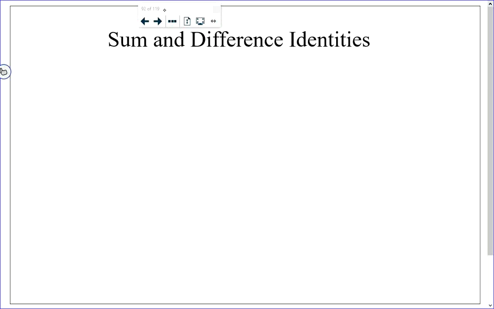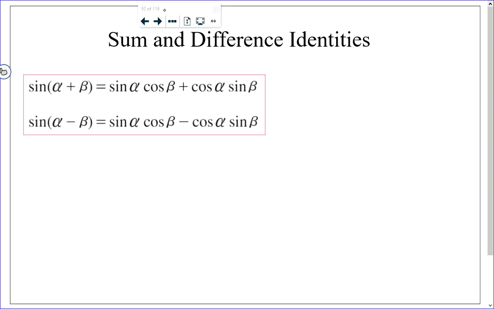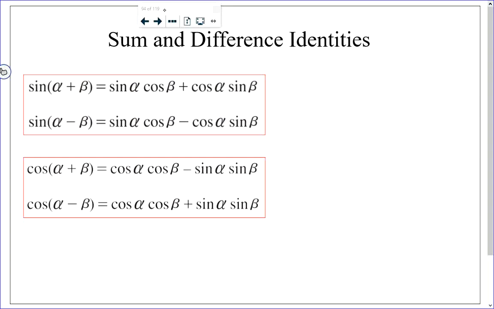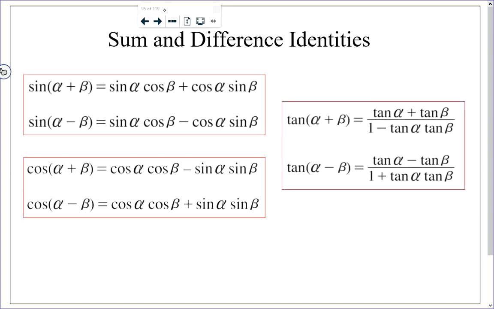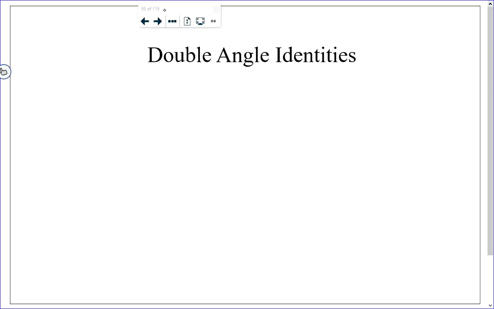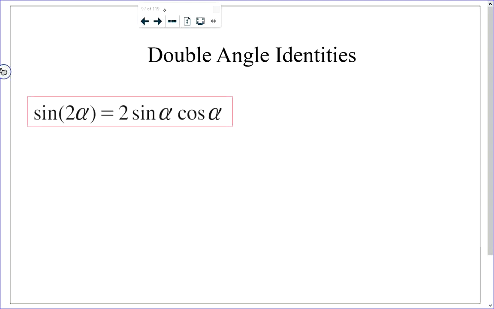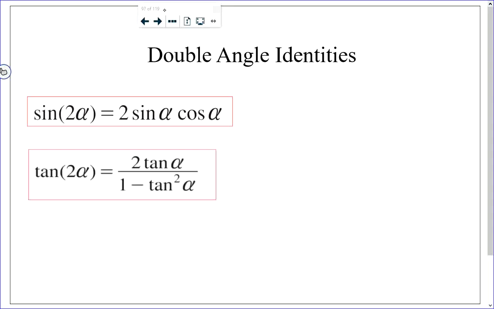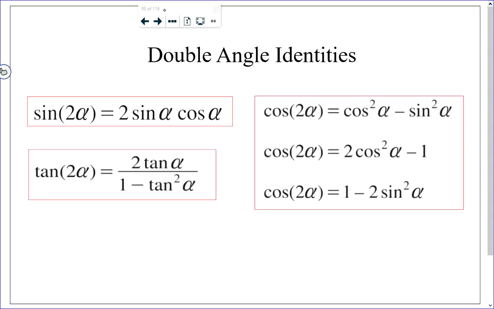We also learned about the sum and difference identities. For sine, there's a sum and difference identity. For cosine, there's a sum identity and difference identity. For tangent, there's a sum and difference identity. And then we have double angle identities. This is what I mean by this is going to go quick. This is the double angle identity for sine of 2 alpha, or 2 theta if you like. This is for tan of 2 alpha, and this is for cos of 2 alpha. Cos of a double angle has 3 different forms.